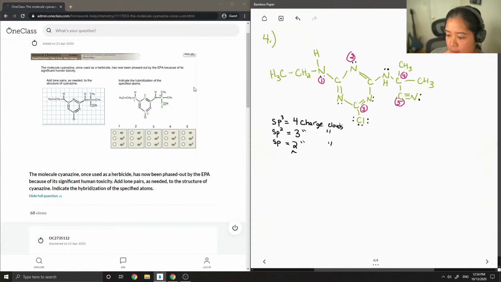So I'm just going to say charge clouds can be either a lone pair or an atom.